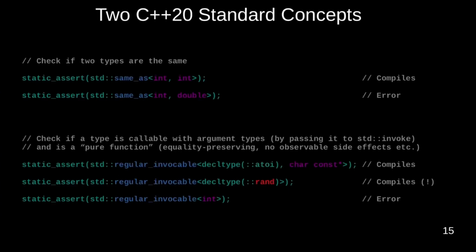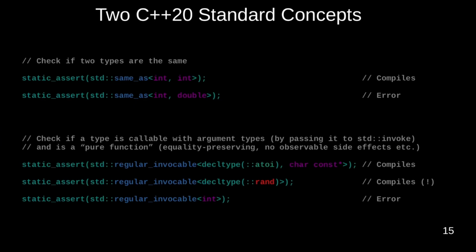And I'm going to use a few of the standard library concepts. All in all, I'm just going to use 5, and I'm only going to talk about 2 here. So the first concept is called std::same_as. This is the first concept in the standard, very simple. You can probably guess just from the name what it does. It checks if 2 types are exactly the same.